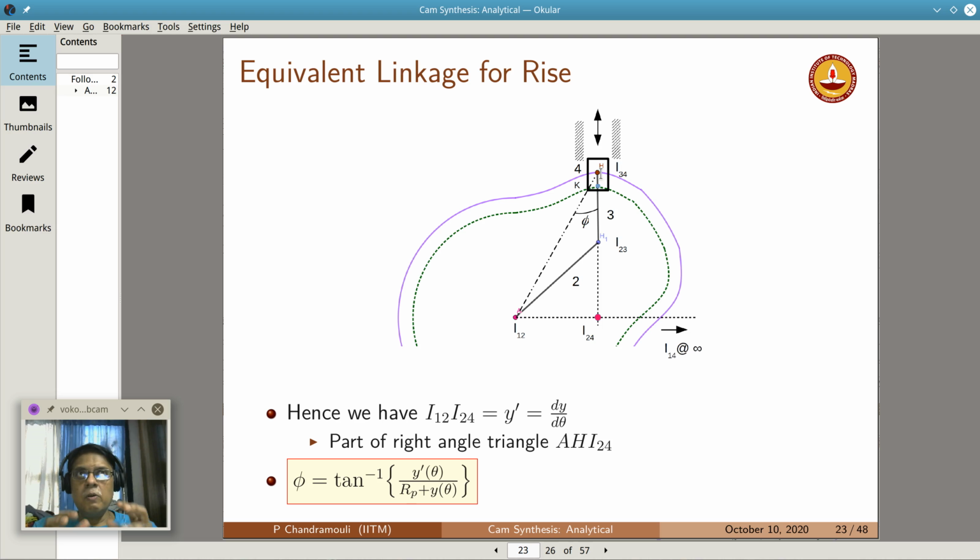Remember, I wanted to make this phi as small as possible. So one of the ways to do this is to increase rp. Now this can be done two ways. I can have a base circle radius which is fixed and then increase the roller radius, but we don't do that normally.